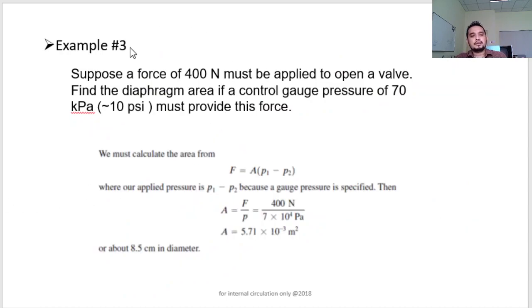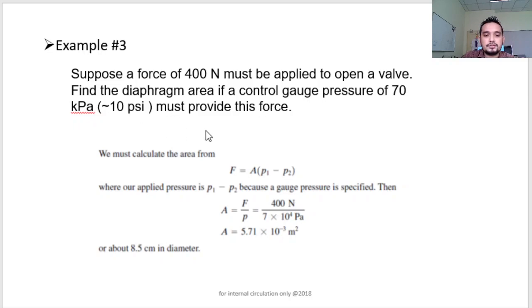Now we come to example 3. Suppose a force of 400 Newton must be applied to a valve. Find the diaphragm area if the control gauge pressure is 70 kPa, kilopascal. Remember, if the value is given in PSI, you need to convert to Pascal first, and only then can you use it for the calculation. It's very straightforward. We must provide this force.